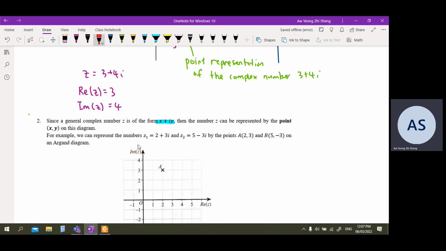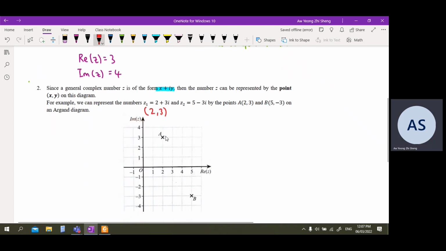And so for example, we can represent the number z1 equal to 2 plus 3i. So the point representation will be the coordinate (2, 3), which they have plotted for you as the point A there in the diagram. This is the point (2, 3). So this point A would be the point representation of the complex number 2 plus 3i. And point B with coordinates (5, -3) is the point representation of the complex number z2, because z2 is 5 minus 3i.